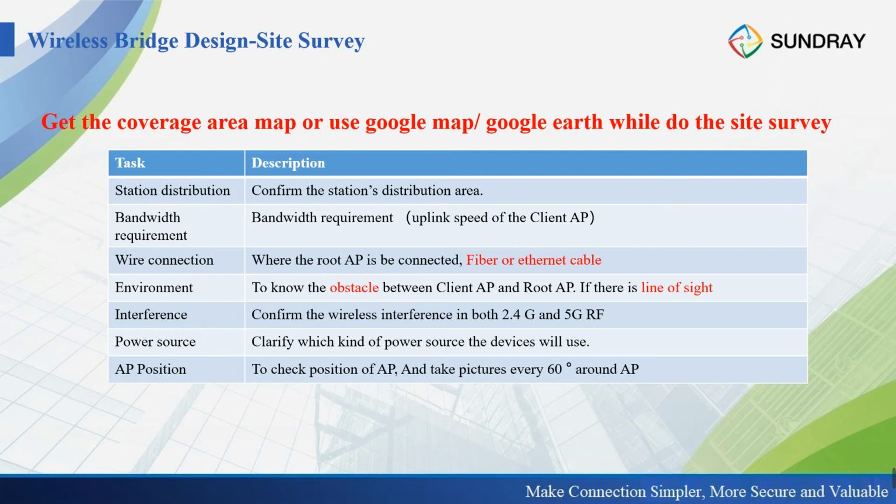For the site survey, it is better if we get the area map, or we can use Google Earth to check. We need to check the distribution of the stations and the bandwidth requirement for the wired connection. For the AP's uplink, we need to configure whether to use fiber or Ethernet cable, and we need to figure out how many optical fibers between the client AP and the root AP, and also interference, how the AP is powered, and the AP positions. And when we do the site survey, we take lots of pictures around the AP.